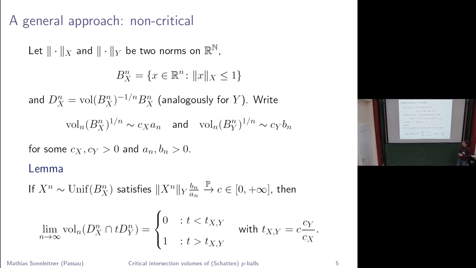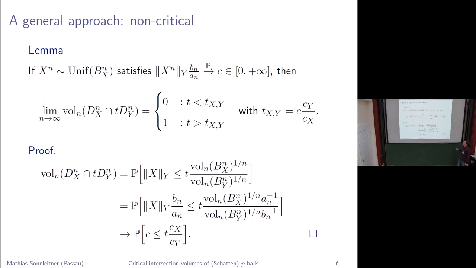But first, let me give the quick proof of this lemma. And here we have the lemma again. And the proof is really quite short. So we write the volume of this intersection in the following way. So volume of this intersection can be written as the probability that the Y norm of X is smaller than this value. Why? Because if you bring this fraction of volume radii to the other side, you see that, okay, X was uniformly distributed in B_n^X. If you divide by this, then you get that it's uniformly distributed in D_n^X, and you can compute the norm, and so this is also just a rescaling of the norm Y.